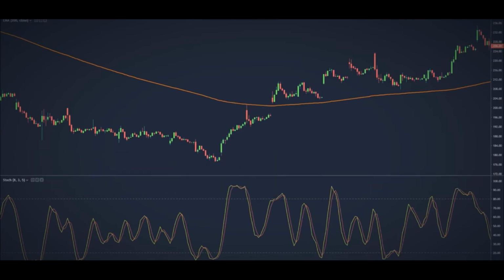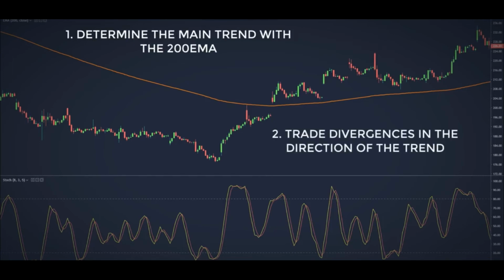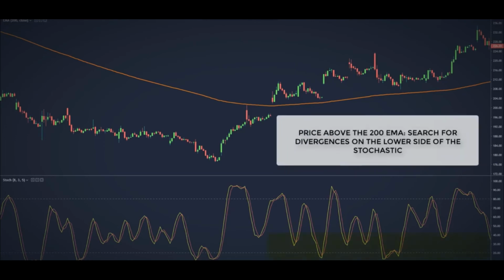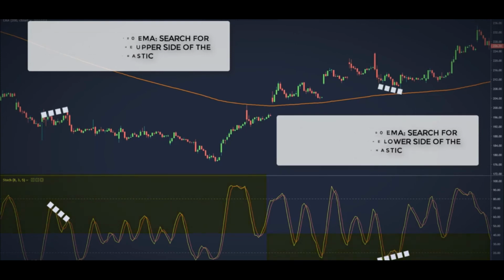This is my favorite method to trade with the stochastic oscillator. I determine the main trend with a 200 period exponential moving average, and I only trade classic divergences in the direction of the main trend, so I ignore the divergences that occur on the pullbacks or corrections of the main trend. Basically, when the price is above the 200 EMA, I search for divergences on the lower side of the stochastic, and when it's below the 200 EMA, I look at the upper side of the indicator. Also, I only trade on the 4-hour and on the daily timeframes in order to reduce market noise and filter the bad signals occurring on shorter timeframes.